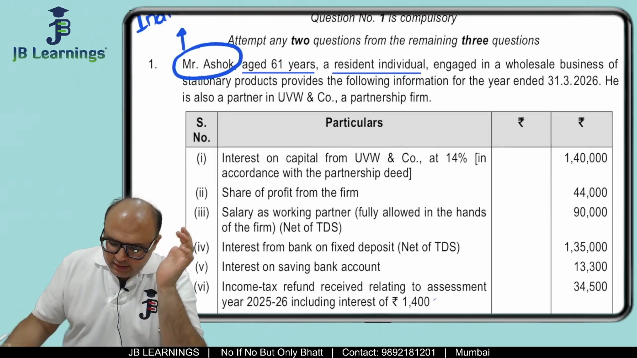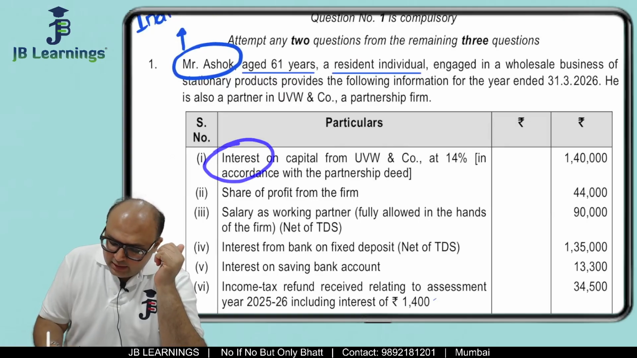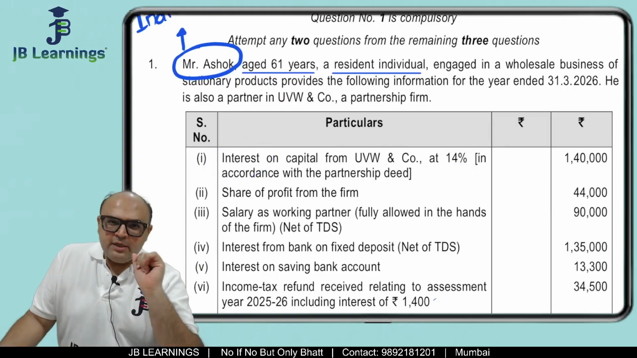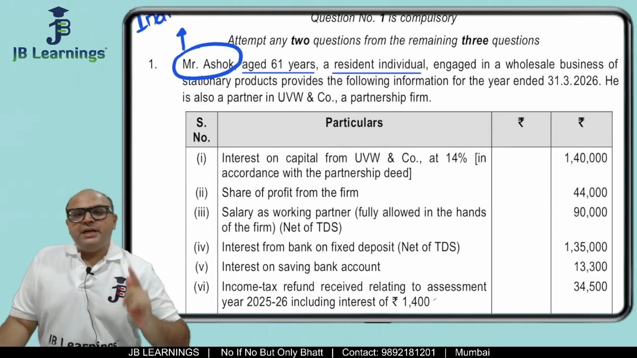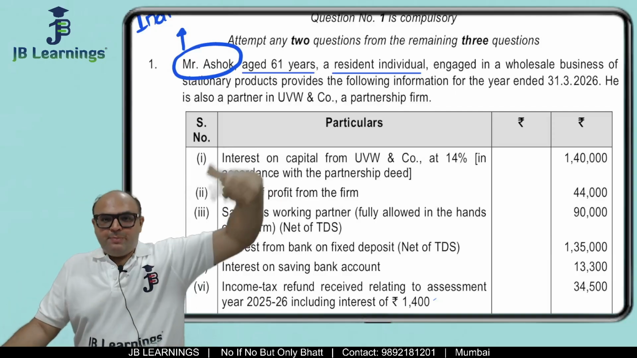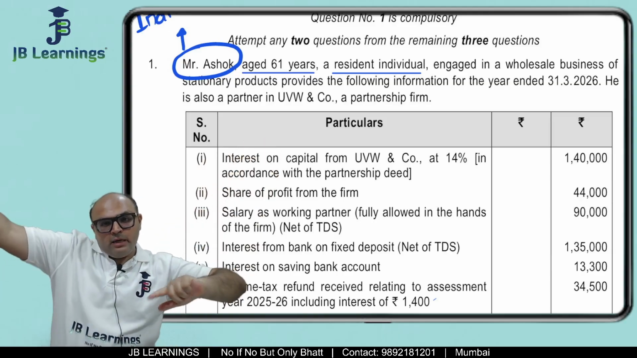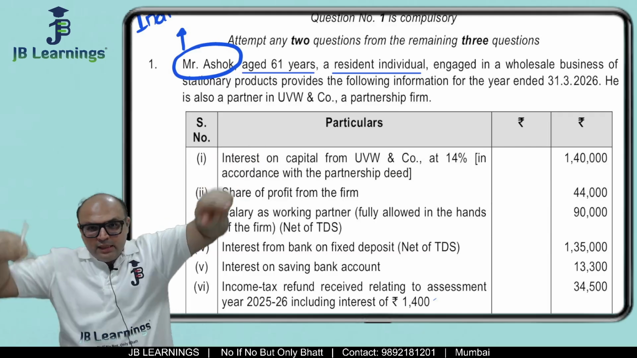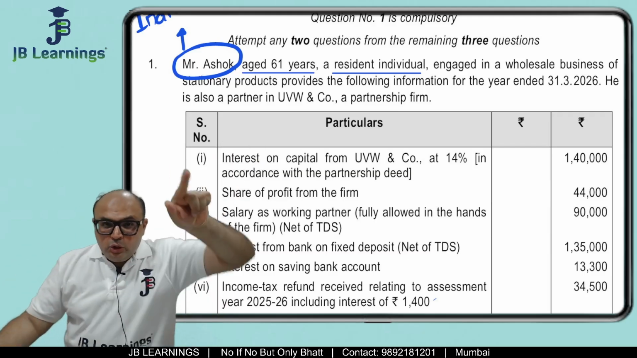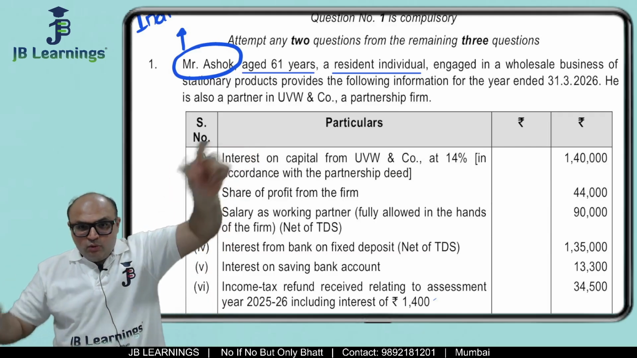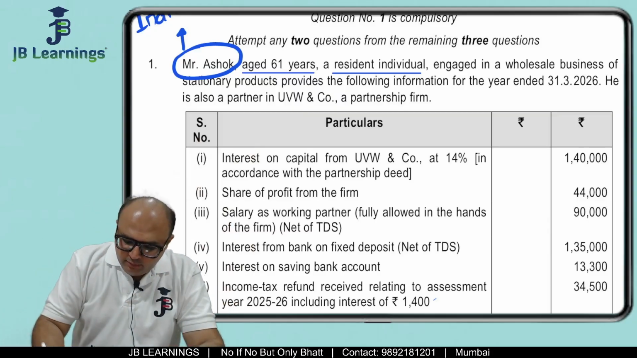Our assessee is a partner and he has received interest at 14%. Now friends, if you remember, for a partnership firm only 12% is allowed as an expense. Now what is an expense for the firm? That is an income for the partner. Expense for the firm is an income for the partner. So 12% is the allowed expense. So only 12% is treated as income of the partner.